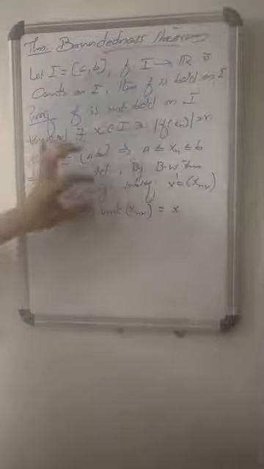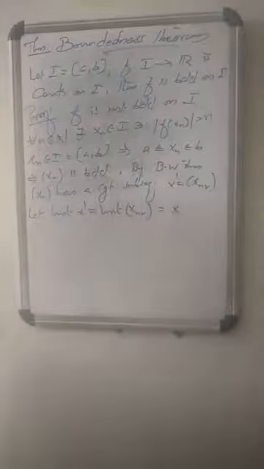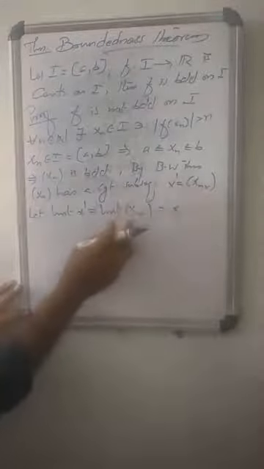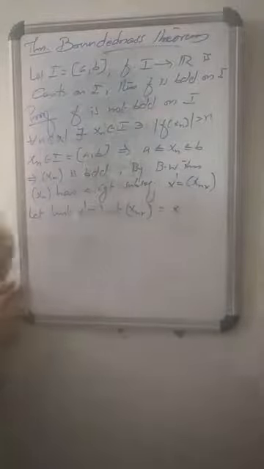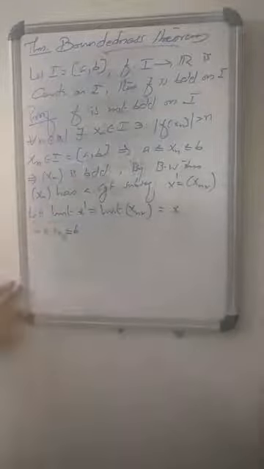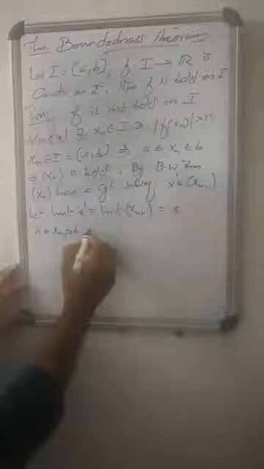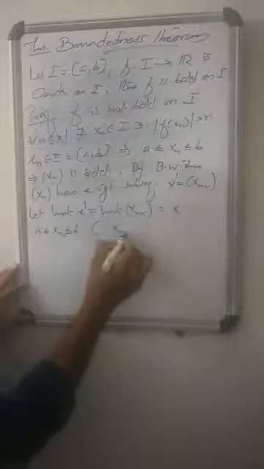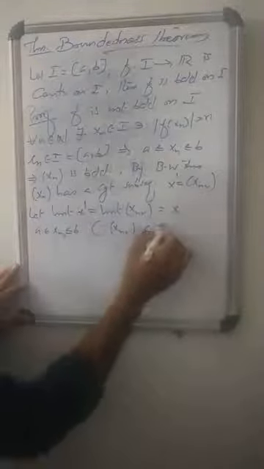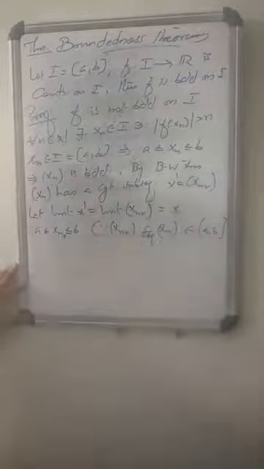Why? Because the sequence x_{n_r} is a convergent subsequence, so its limit exists. Therefore the limit of x dash equals the limit of x_{n_r}, let it be x. But what is x_{n_r}? x_{n_r} is a subsequence of x_n, but where does x_n belong? In [a, b]. Therefore a ≤ x_{n_r} ≤ b. Why? Because x_{n_r} is a subsequence of x_n, and x_n belongs to the closed interval [a, b].